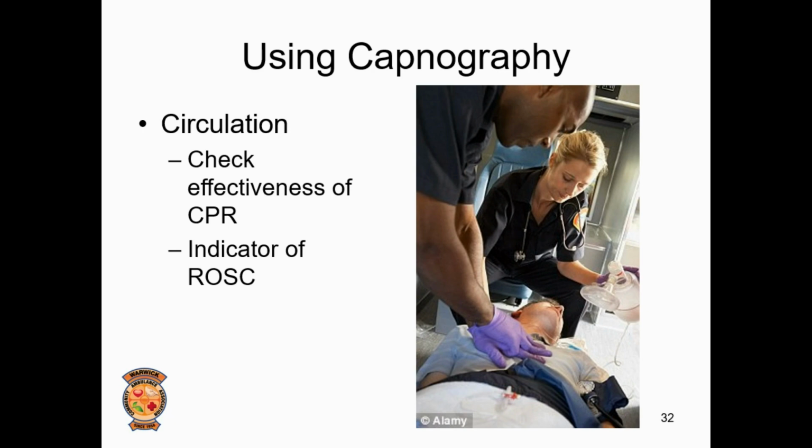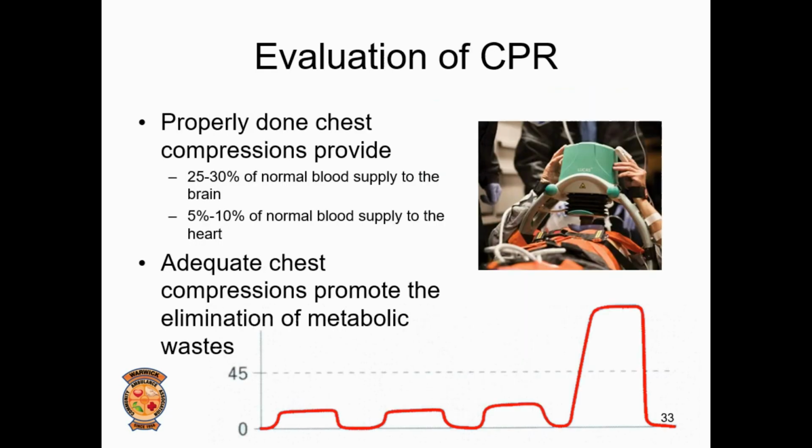Capnography will also tell us if we have ROSC, and it'll do it pretty quickly. We'll talk about that in the next slide. We are all aware that properly done chest compressions are the hallmark of a good resuscitation. Quality chest compressions allow oxygen to get to the patient's vital organs and allow metabolic wastes to be returned to the lungs for exhalation. Even with the best chest compressions, CPR is not nearly as effective as the patient's own heart doing the work. When rescuers doing CPR start to get tired, their efficiency decreases.